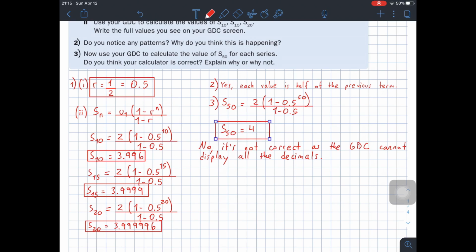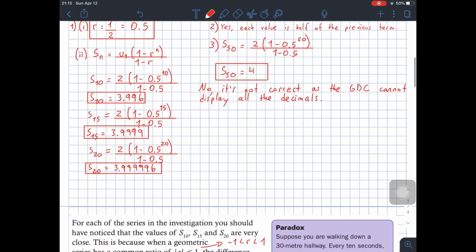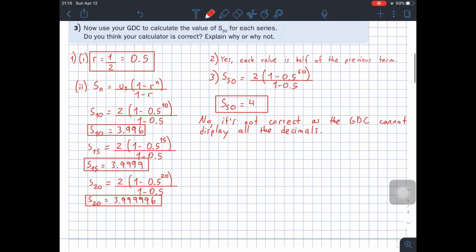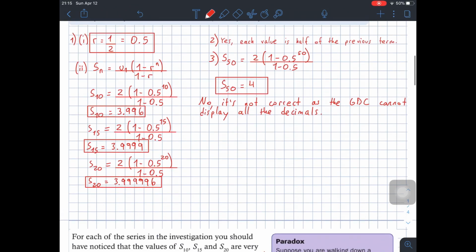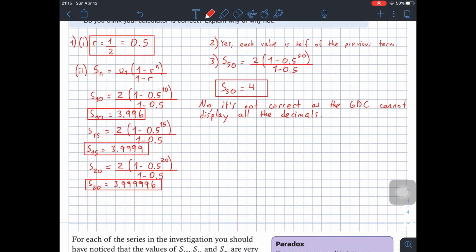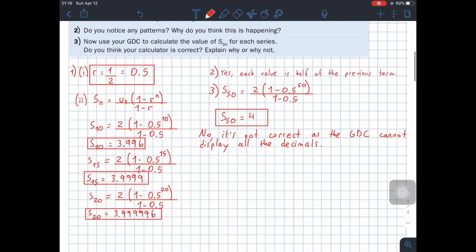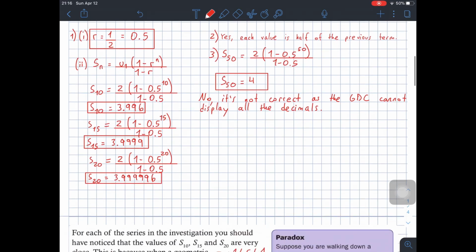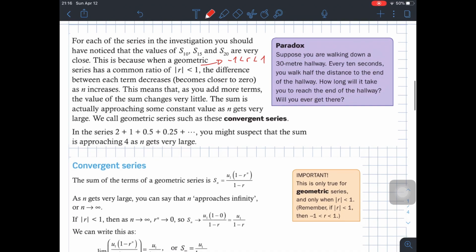So that's an introductory problem for you to understand what a converging series is. And you see that in order to get a converging series, and we're going to see the theory in a second, the condition is that the value of r should be a number between 0 and 1. So it must be a decreasing geometric series, okay, in order to have a converging series. So it says, for each of the series in the investigation, you should have noticed that the values S10, S15, and S20 are very close.